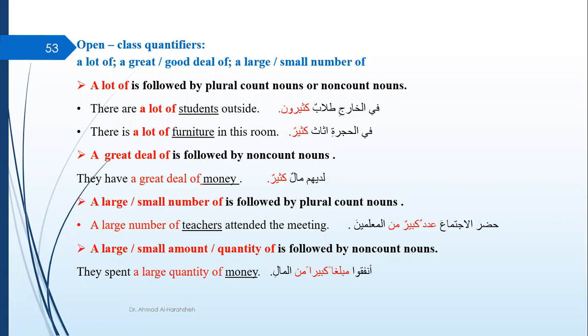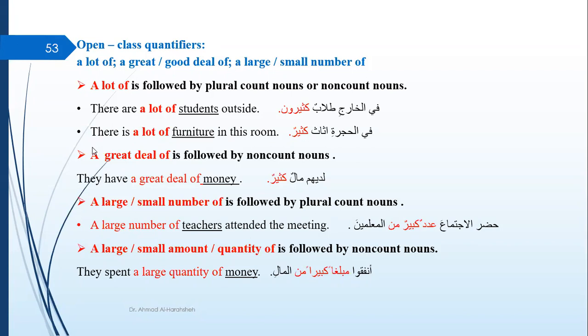There are a lot of students outside. Notice here the fronting of the predicate, because it is a prepositional phrase. There is a lot of furniture in this room. A lot of is also used with furniture here. Furniture is a non-count noun. Students is a count noun.